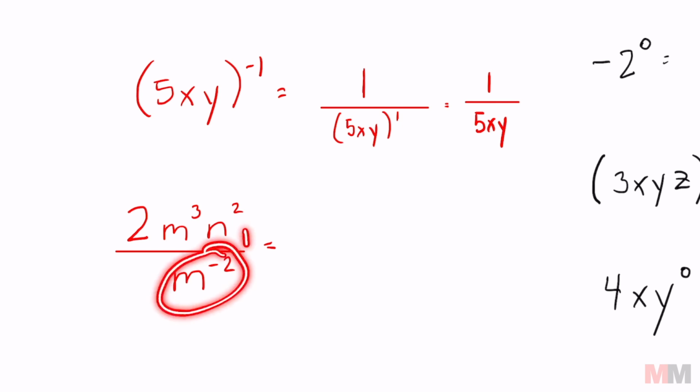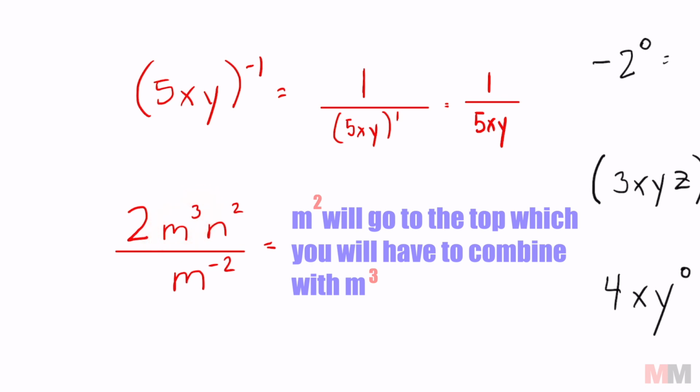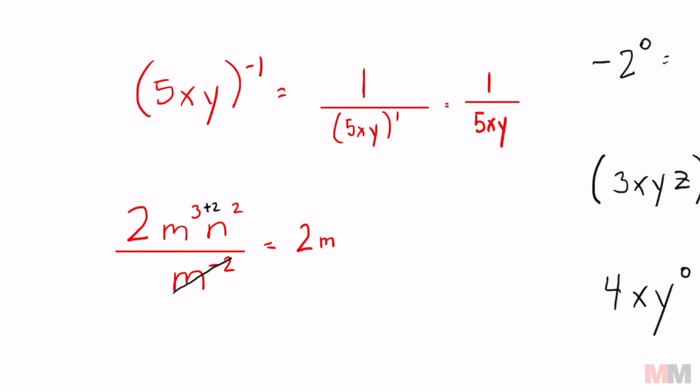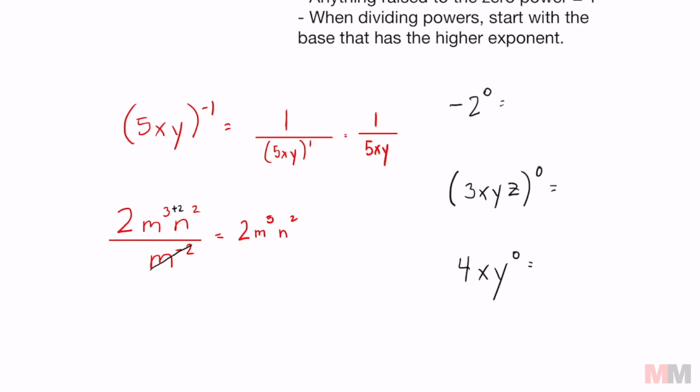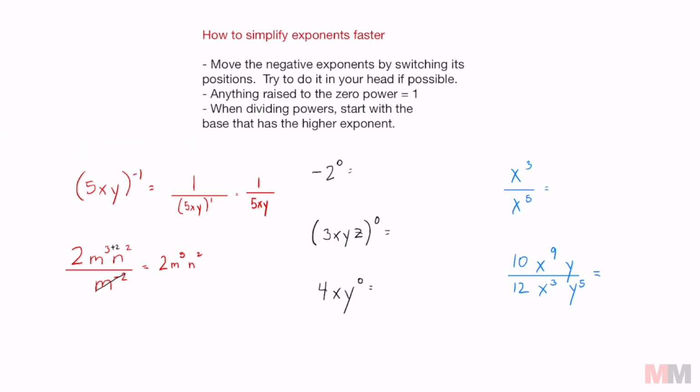Looking at the bottom one, I have this negative exponent at the bottom, which I will have to write at the top up here. I'm going to switch its position, and then add it to the one with the same base. So instead of doing all that, you know that this is going to go to the top, and you're going to have to combine it with this. So why don't you just write plus 2 right away like that? This will save you some time, writing less work. So now you've got 2m to the 5th power n squared. One step, super fast. Let's move on to the second part.